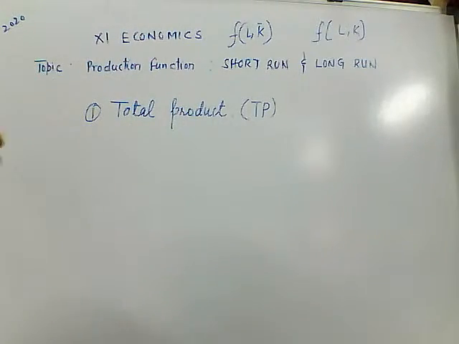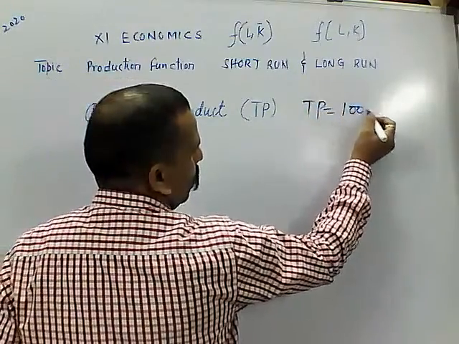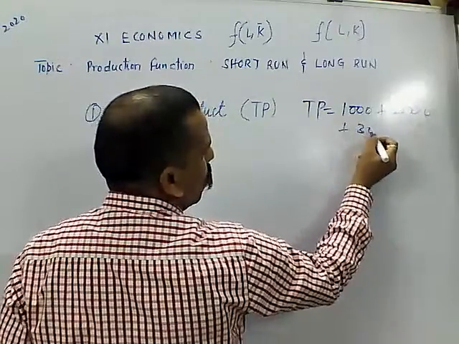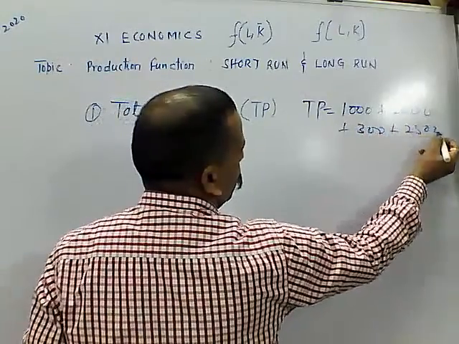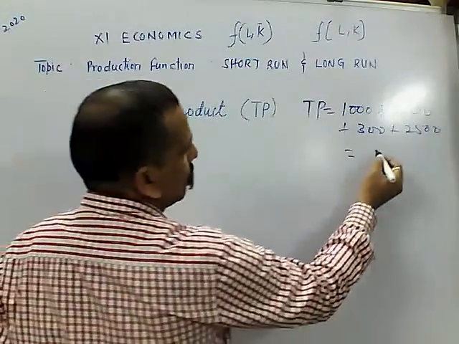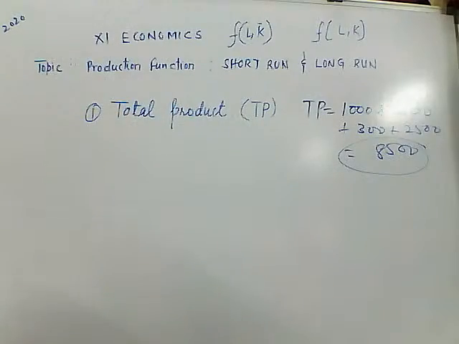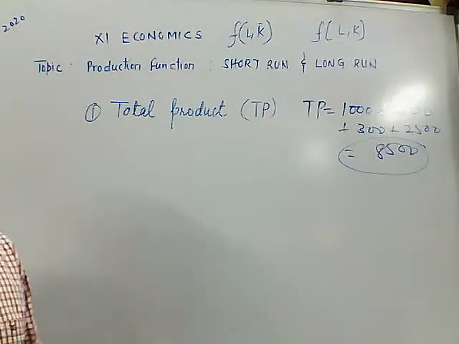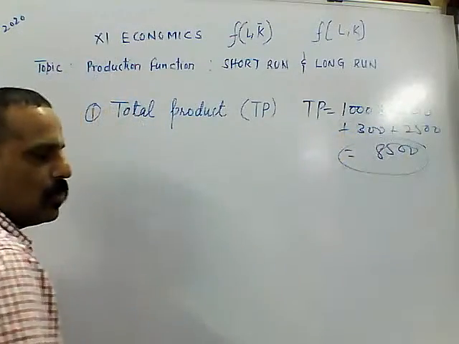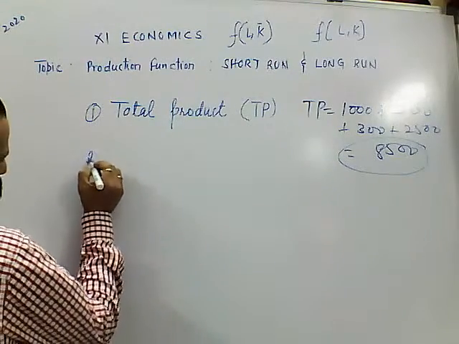So in the TP, the total product, like 3000 plus 2500, you have to add. So the total is 8500 ton. For example, 8500 ton weight. So there we do the sum total of output. Simple concept.